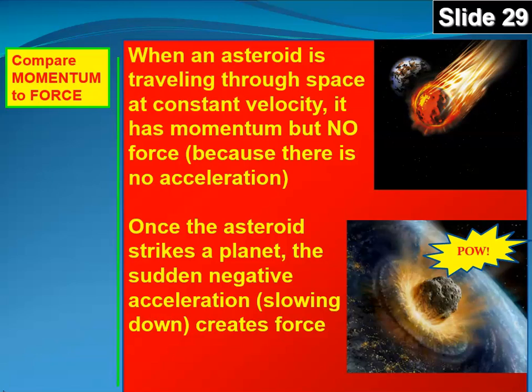So when does it have force? You know that big heavy object moving at a high speed, if it hits something, then it's going to really make an impact. Well, that's when it has force. So once the asteroid strikes a planet, the sudden negative acceleration going from, say, 10,000 miles an hour down to zero really fast, that's a negative acceleration. It's slowing down really fast. That's when it has force. So it can only have force by hitting something, not just by flying through space.